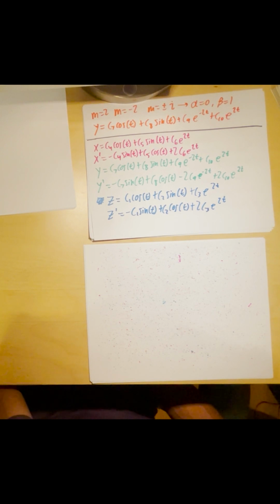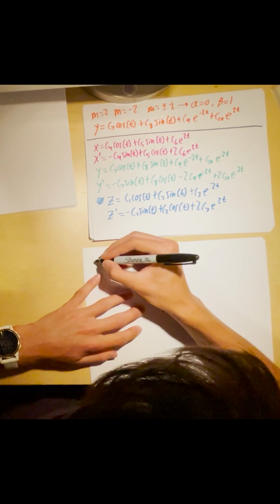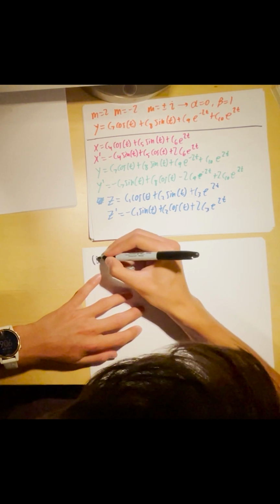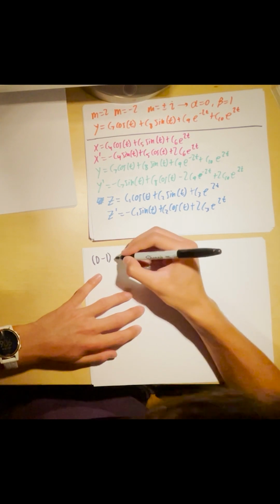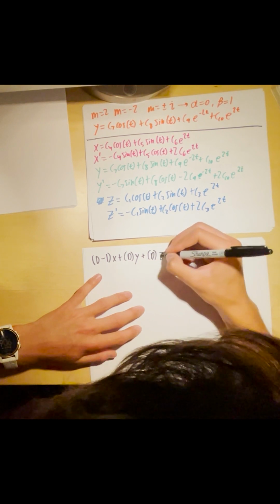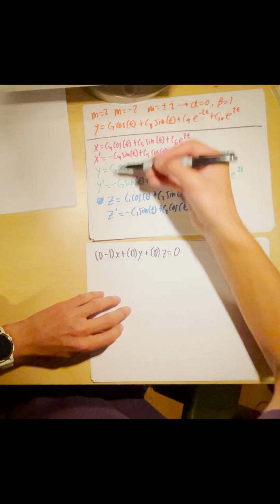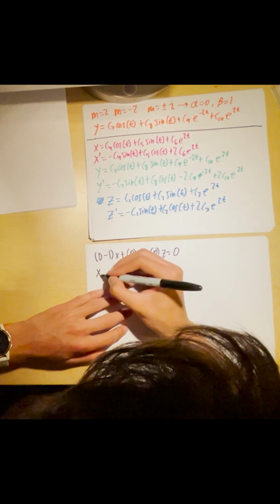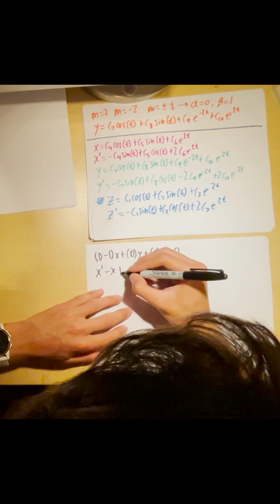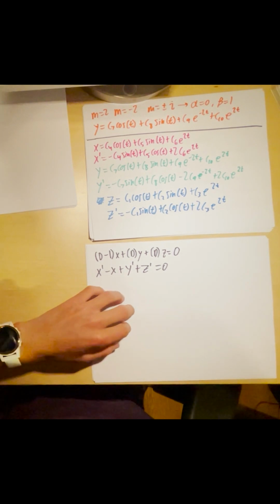The first equation that I'm going to plug into is the second one, which is d minus 1 x plus dy plus dz equals 0. To make this more accessible, I'm going to expand it in terms of the notation I used over here. So we're going to get x prime minus x plus y prime plus z prime equals 0. This makes things a little easier to plug in.